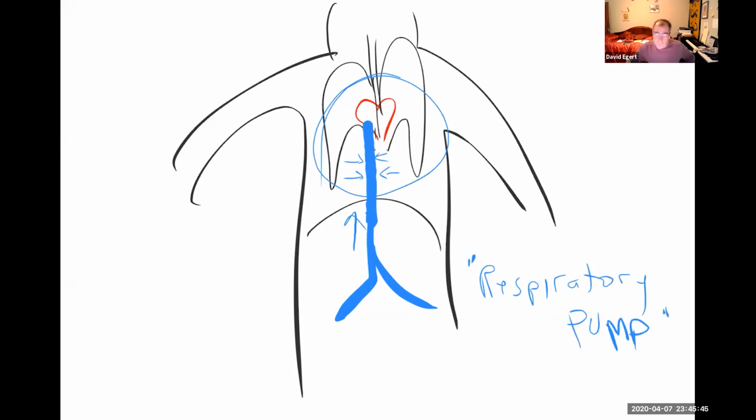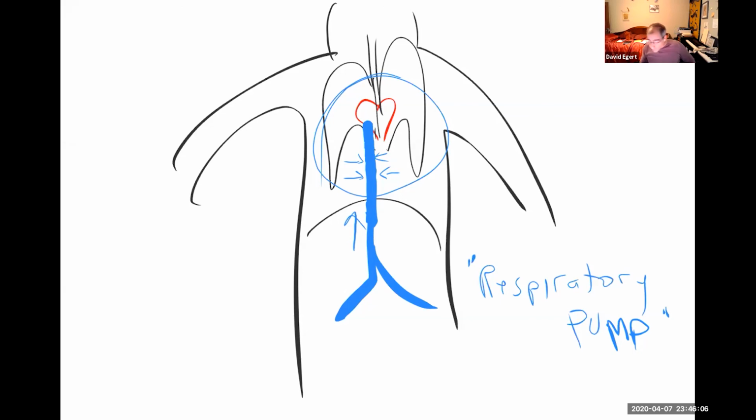The respiratory pump is just referring to the fact that just by breathing, you are basically massaging these major veins that are helping return the blood back to the heart, using, again, the one-way valves to help things keep moving as well.